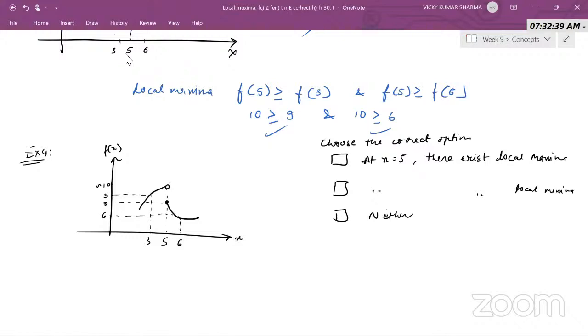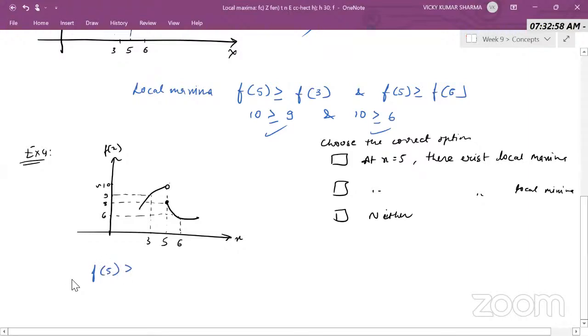So who was discussing with me earlier? What's your good name? Deepa. Yeah, Deepa. So let's go ahead with this. Let's go with our definition. What do I have to check for local maxima? What do I have to check? f of 5 must be less than f of 3? Less than or greater than f of 5? Greater than, for local maxima. Yes, sir.